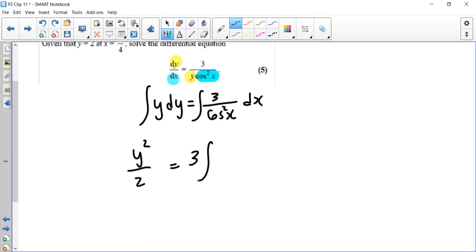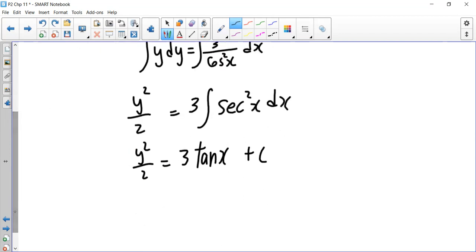In the formula booklet, you do have the integral of sec squared, right? Sec squared is 1 over cos squared. Therefore, I'll change it to sec squared x, which makes my life a lot easier just using the formula booklet. So y squared over 2 equals 3 times the integral of sec squared, which is just tan x, plus c. So we just multiply by 2, so it becomes 6 tan x. Now, whether you multiply c by 2 or not, you don't have to, because when you multiply a constant by 2, it's just another constant. So y squared equals 6 tan x plus c.